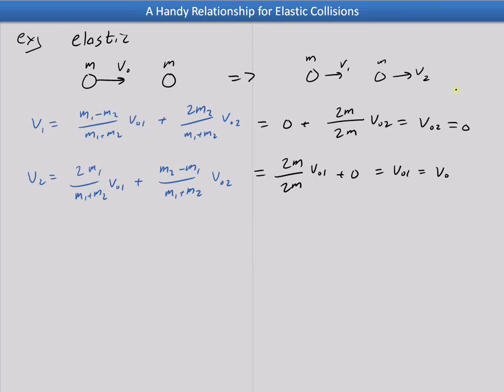Okay? And so that's actually a neat result of elastic collisions. This is because the masses were the same. If the masses were different, then it may be that both end up moving afterwards. You'd have to plug that into your equation to see exactly what would happen in each case.